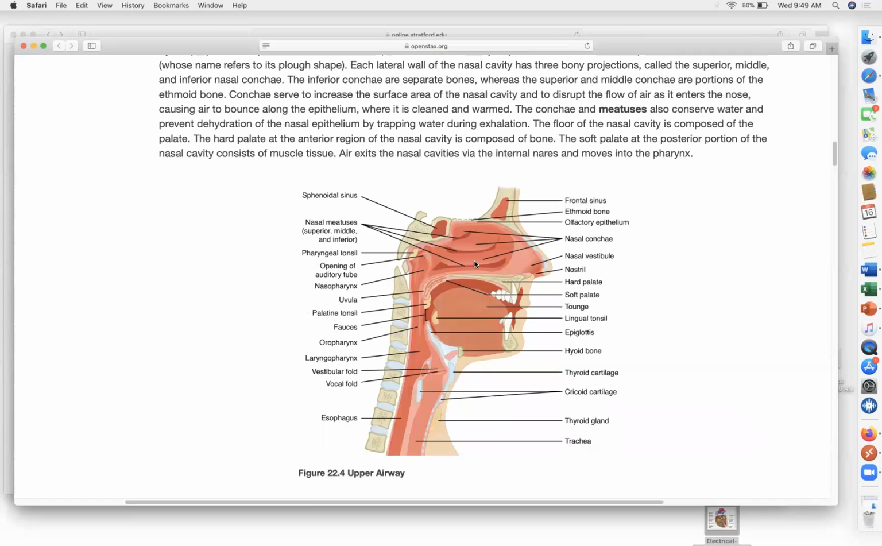And again, you could see how any obstruction, like a deviated septum, or any inflammation or infection of these turbinates, like in rhinitis, can seriously affect the pathway of going into your trachea.